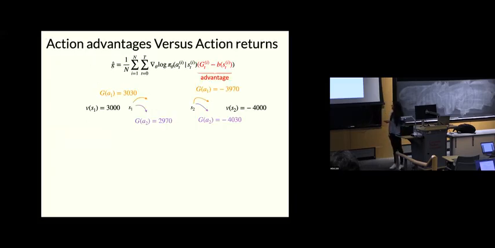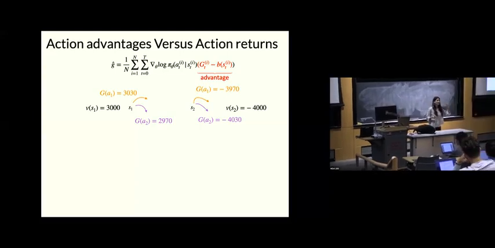So here are those states. All right, and now the G, which is essentially the return of a particular action that shows up in the trajectory, may be 3030, and some other maybe 2970, and so on. But the value of a particular state, as you said, the value of state 1 is just much higher than the value of state 2. And what you care about is not actually the return. What you care about is the advantage.